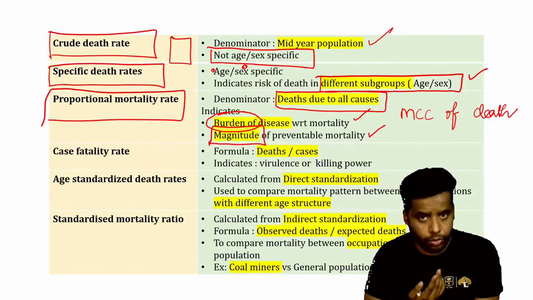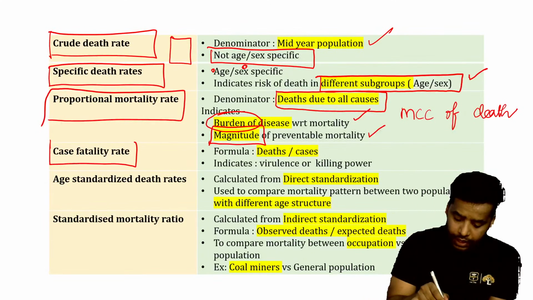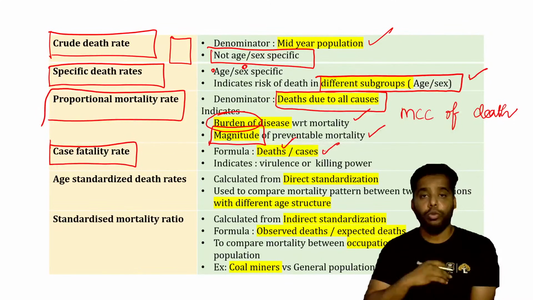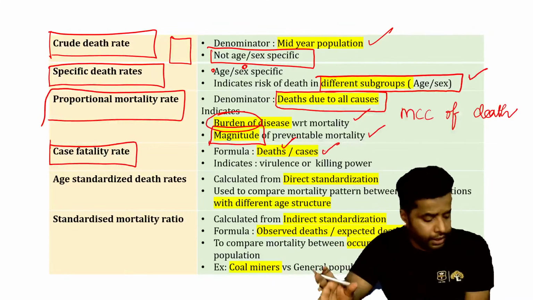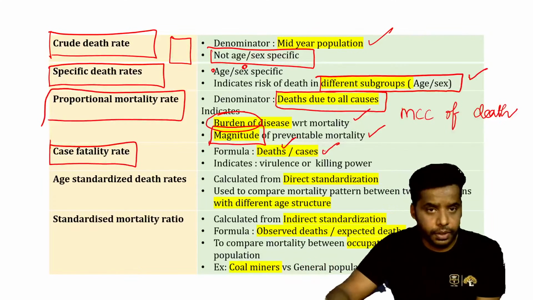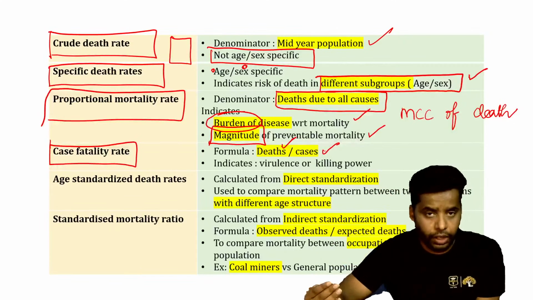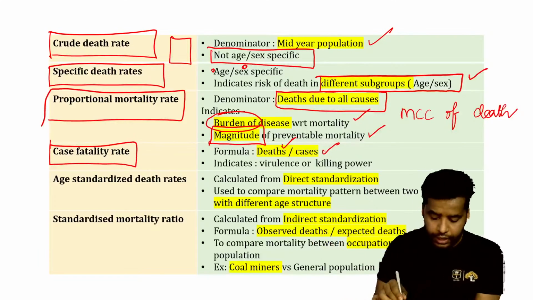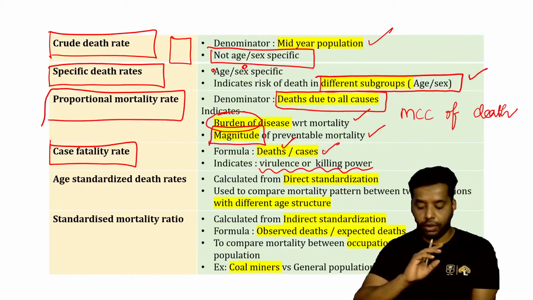Don't make a mistake between proportional mortality rate and case fatality rate. Case fatality rate has denominator cases, numerator deaths. How many will die? Like 100 cases, 100 will die, fatality is 100%. 100 cases, 50 will die, fatality is 50%. Case fatality rate will indicate how many are dying. The denominator will be total number of cases.